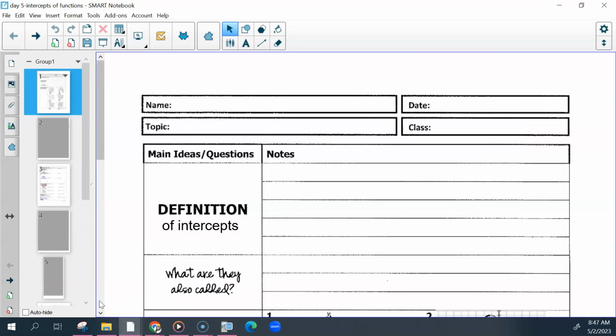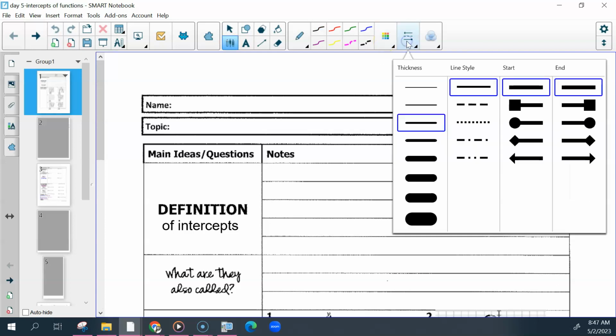So last class we talked about solving multi-step equations. Today we're doing intercepts, and that's both x and y intercepts. Anyone remember what the definition of an intercept is, or how to find it? Like I said, what is an x-intercept?